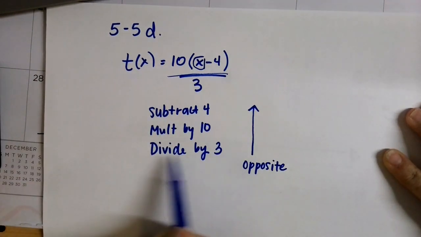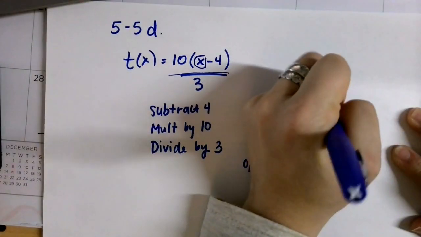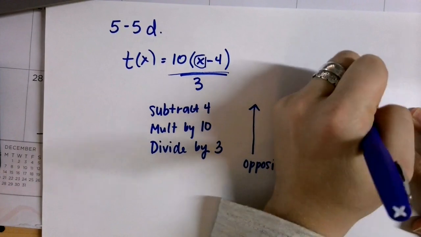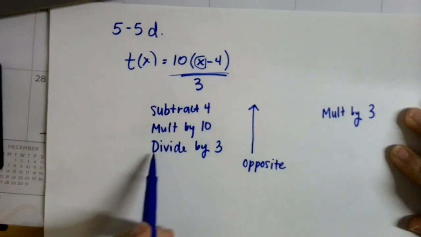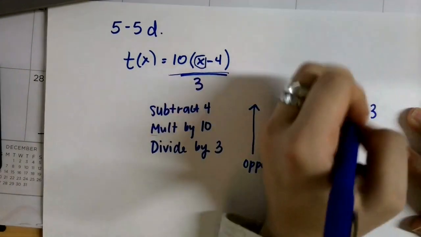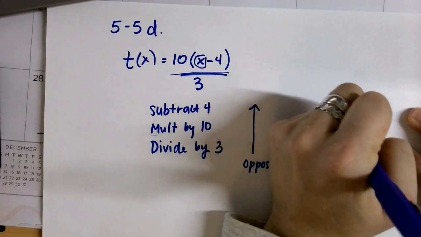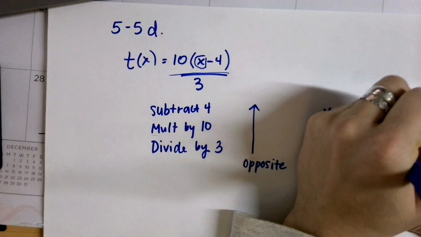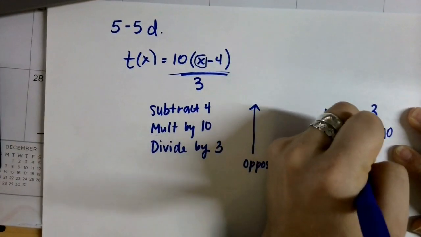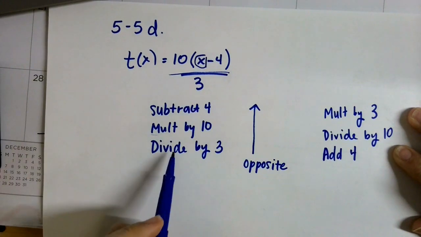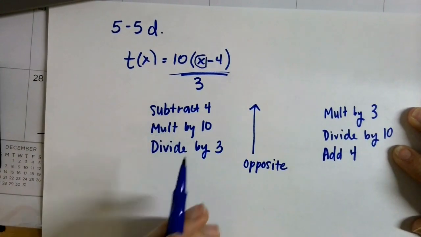Right? So instead of dividing by 3, I need to multiply by 3. And then I need to divide by 10. And lastly, add 4. So I did the opposite operations, and I started at the bottom, worked my way up.